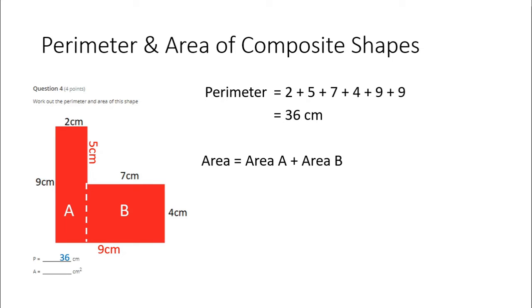So for the total area, I'm going to look for the area of A, and I'm going to add that to the area of B. Area of A is 9 times 2, and the area of B will be 4 times 7. So that's 18 plus 28, which gives me 46 centimeters squared. Remember to look at the units of measure. In the question, I've been calculating with measures in centimeters, so my area will be in centimeters squared.